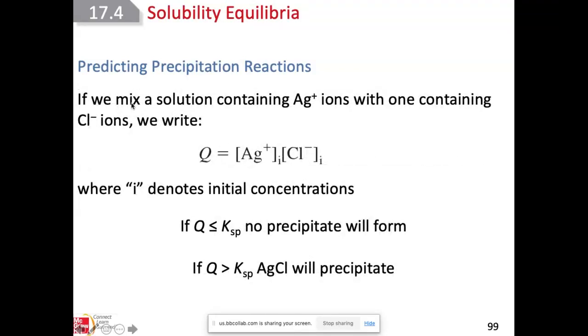So let's say we're mixing a solution containing Ag plus ion with another solution that contains Cl minus ion. Q equals the concentration of Ag plus initial times the concentration of Cl minus initial. If Q is less than KSP or even equal to the KSP, we will see no precipitate form. The precipitate will only form if Q is greater than the KSP.